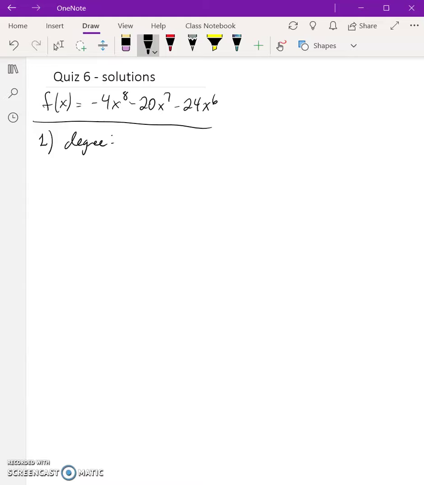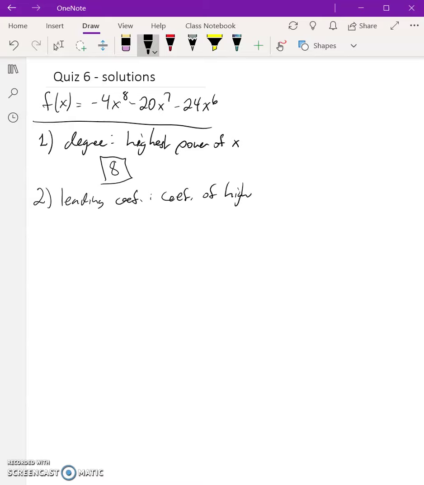Now remember, the degree, this is the highest power of x. So if we look at this function here, the highest power of x is going to be 8. Now question 2 asks for the leading coefficient. This is going to be the coefficient of the highest power of x. And in this case, we look at the number that's in front of the highest power of x, and you get negative 4.